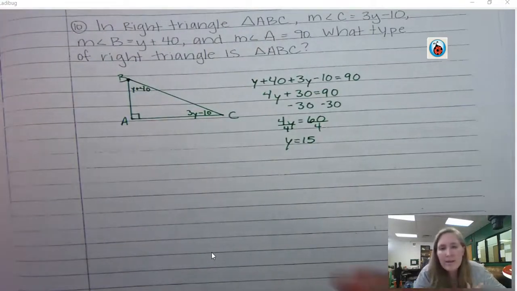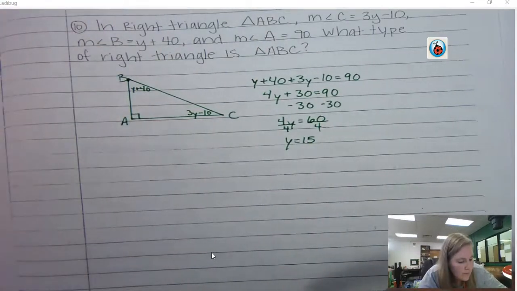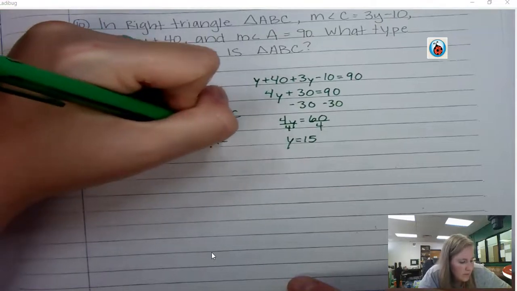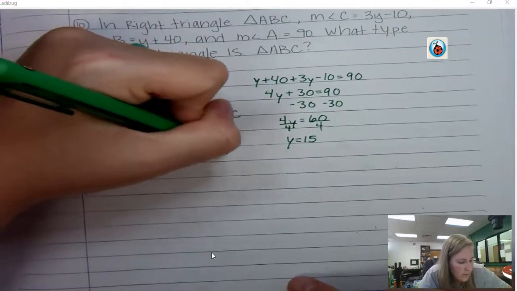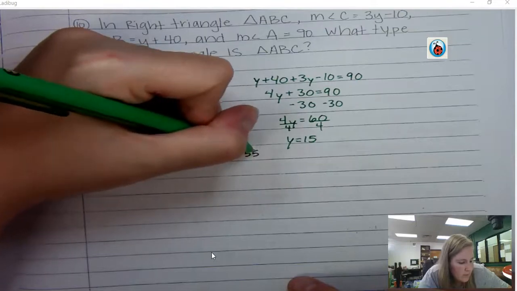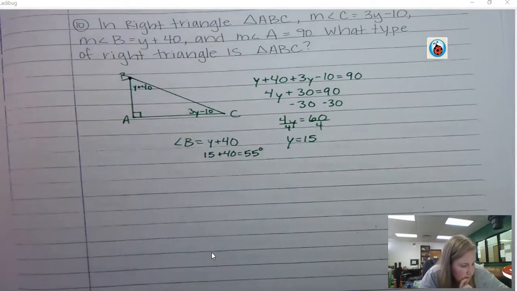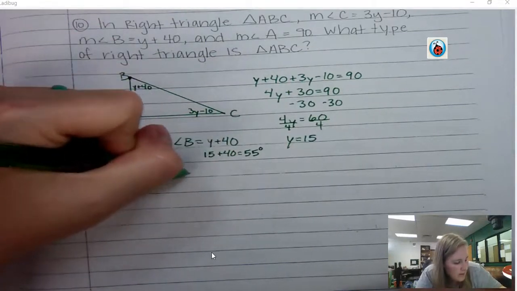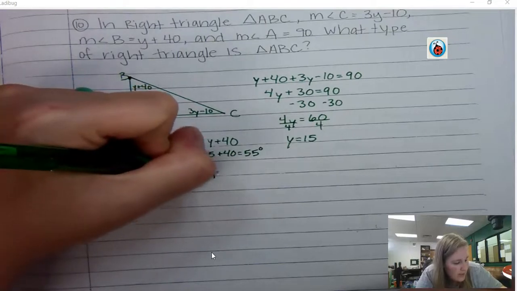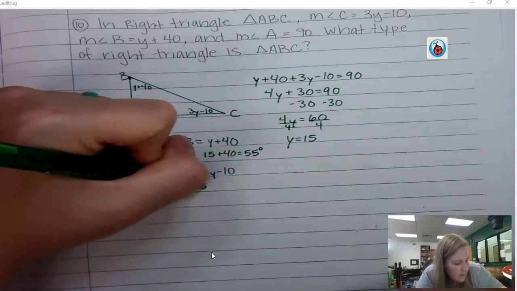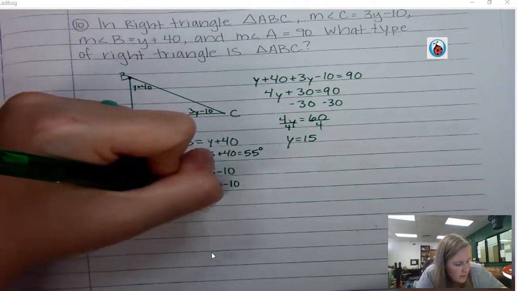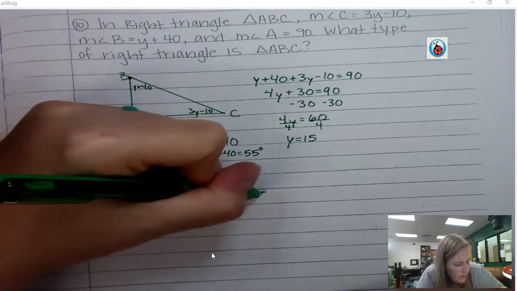But then it doesn't ask what y is. It asks what type of triangle it was. So we have to plug it back in and figure out that angle B equals y plus 40 or 15 plus 40. So angle B is 55 degrees. And then angle C equals 3y minus 10, or 3 times 15 minus 10. So 35 degrees.